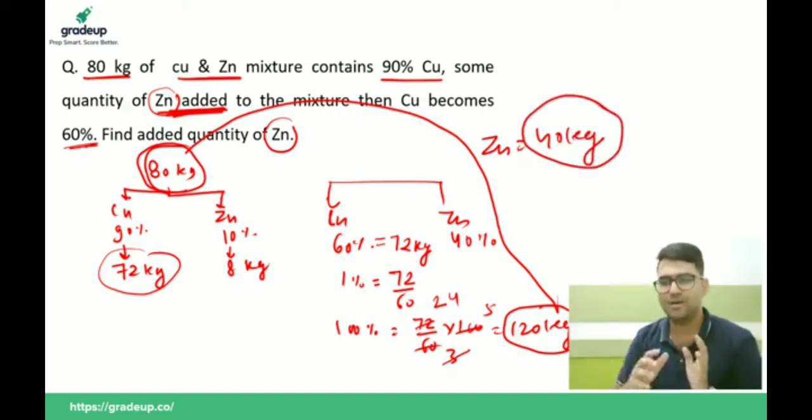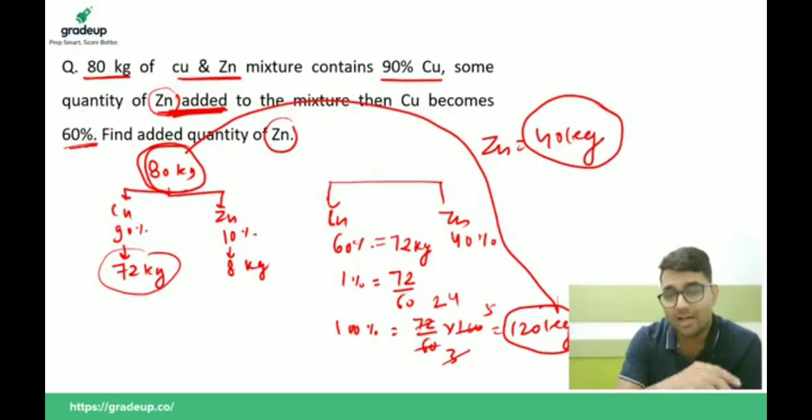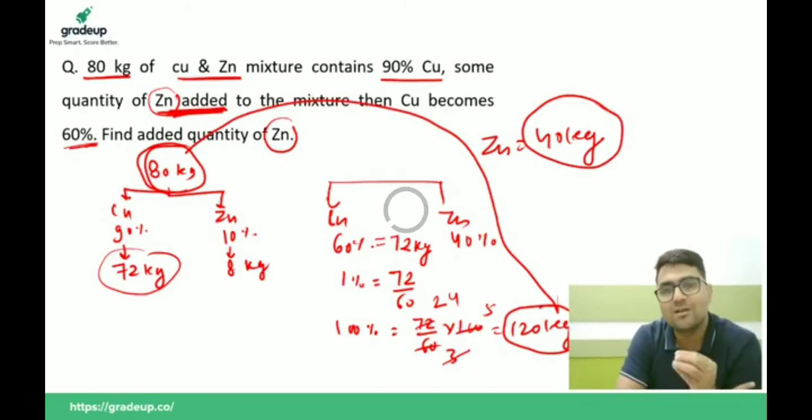Yes, guys, so the added quantity of zinc is 40 kg. But this is the percentage method. I will do this question by the ratio method, and the ratio method is one of the best methods to solve these types of questions. So guys, first of all, please take a screenshot of the solution. Then I will do this question by the ratio method in just seconds.